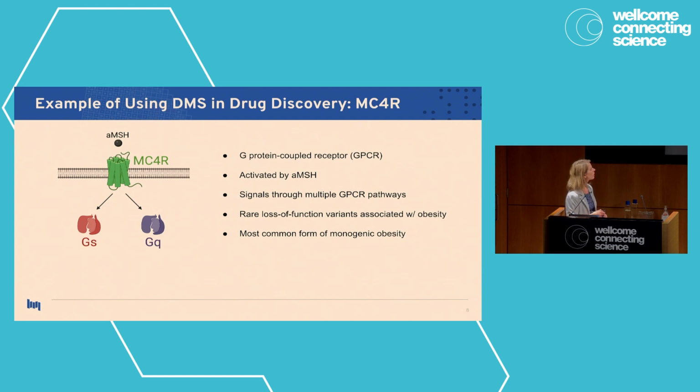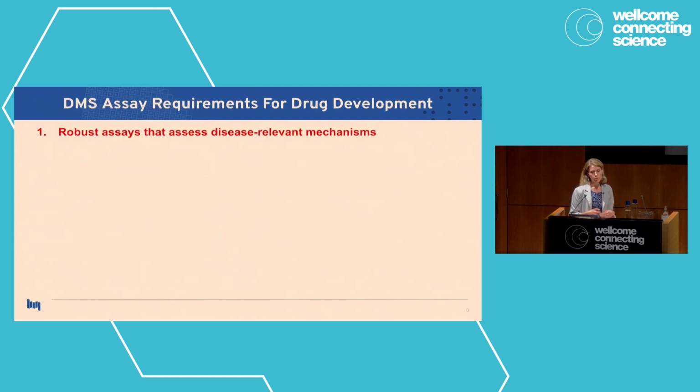And therefore, targeting this particular protein has been an interest for a lot of drug discovery efforts. All right. So in order to use DMS for drug discovery, as I'll talk through some of the applications later on, we need really sensitive and robust assays. And so I want to talk through what we're doing to develop really robust and sensitive assays.